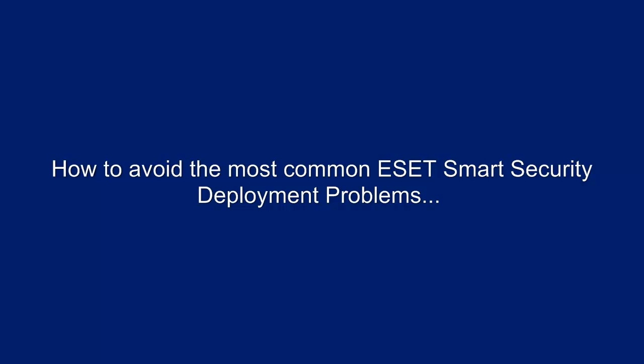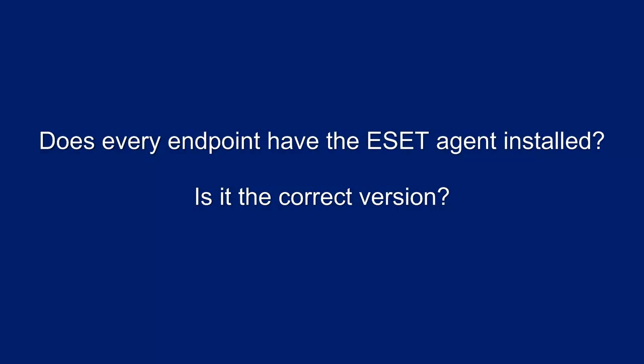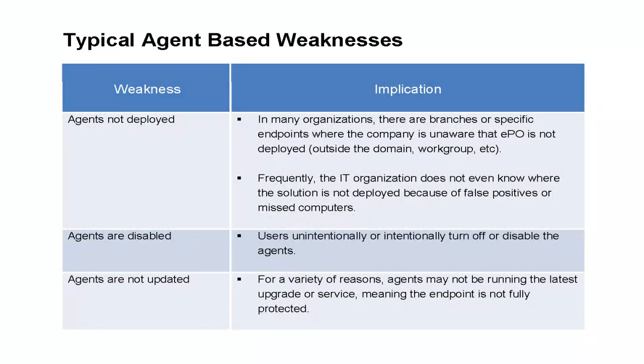In a moment, we will be discussing how to avoid three of the most common but avoidable problems plaguing many ESET deployments. First, we want to be able to validate that every endpoint has the ESET solution installed. Like most endpoint management solutions, ESET's architecture relies on services installed on every managed endpoint in the organization. This service must be configured accurately on each endpoint for the solution to be available and effective.